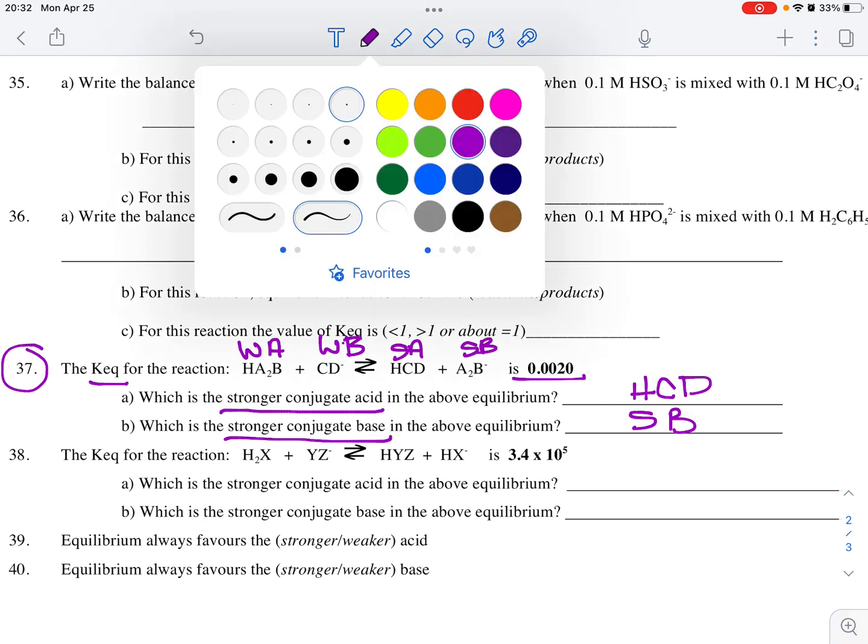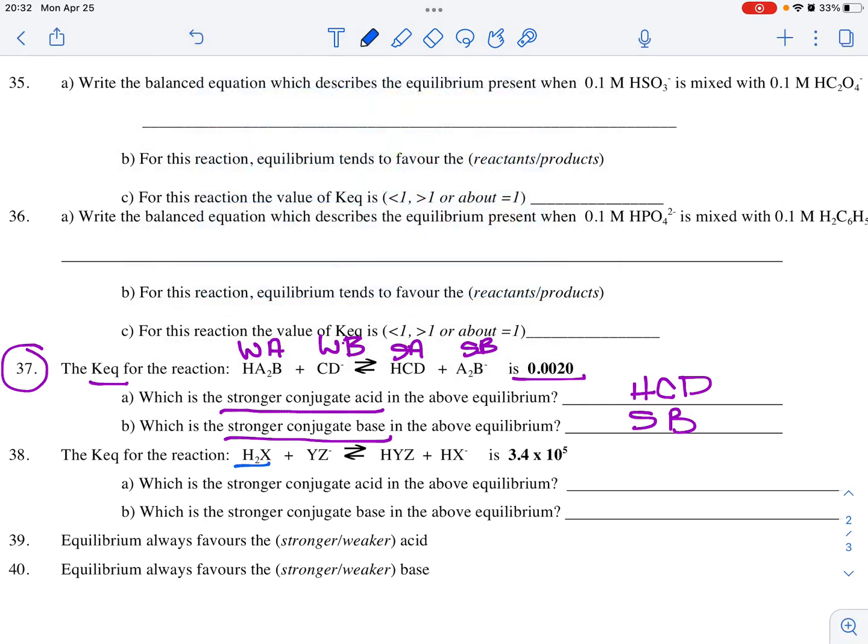Now let's look at the next equation. Here we have our acid and our base, and we have our KEQ. So our KEQ strongly favors products. So this is going to be a strong acid and a strong base. So this is going to be a weak acid and a weak base. So which is our stronger conjugate acid? It'll be our stronger acid, H2X, and our base will be YZ-.